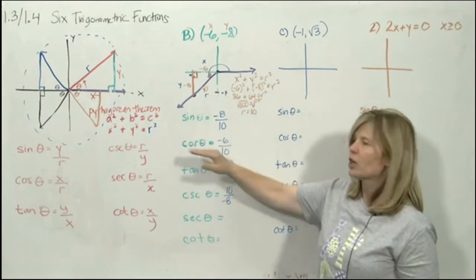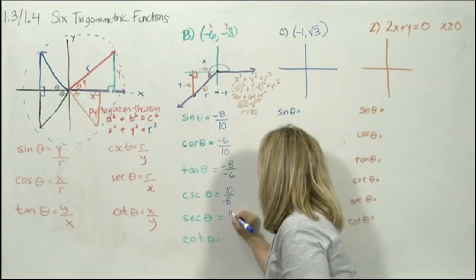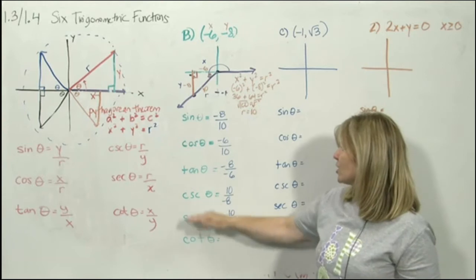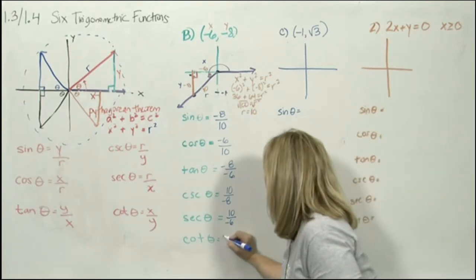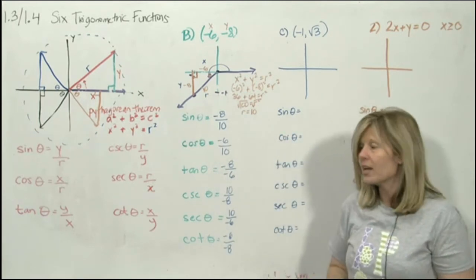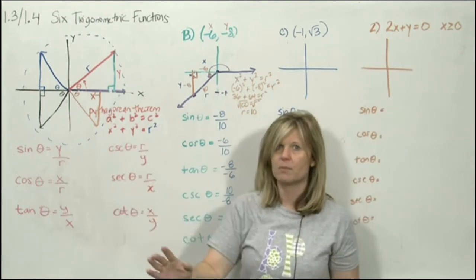Secant always matches with cosine. So if cosine is x over r, secant is r over x. Cotangent is the reciprocal of tangent. So if tangent is y over x, cotangent is x over y. So the moral of the story is you don't have a choice. You have to memorize these definitions. We're going to use them the whole semester.